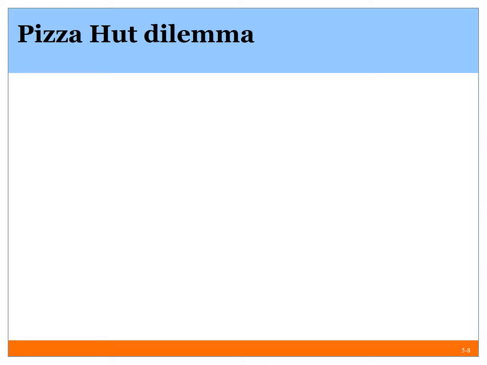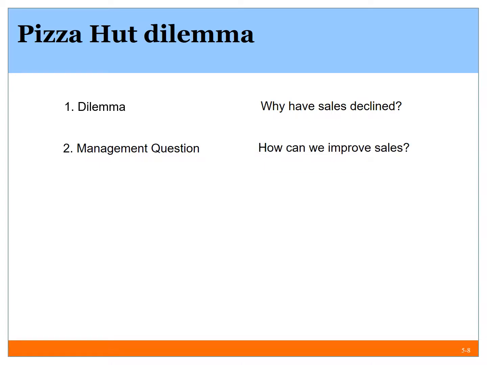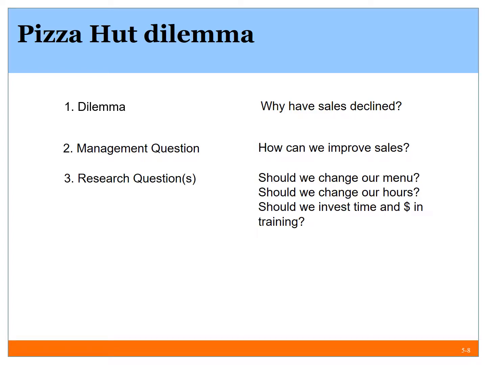So again, let's go back to our Pizza Hut dilemma. So the dilemma, why have sales declined, right? We're going to go with a general question of how can we improve sales? The research questions might be, should we change our menu? Should we change our hours? Should we invest time and money in training?